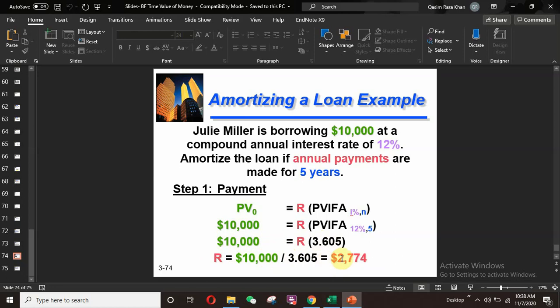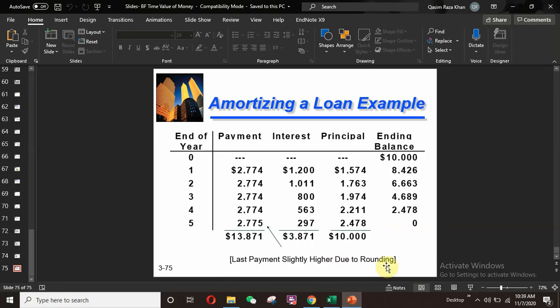So Julie Miller needs to pay $2,774 every year for the 5 years. After that, his borrowing will be equal to zero. So here is the amortizing loan schedule. How we can design and develop this amortizing loan schedule, I can explain to you here.